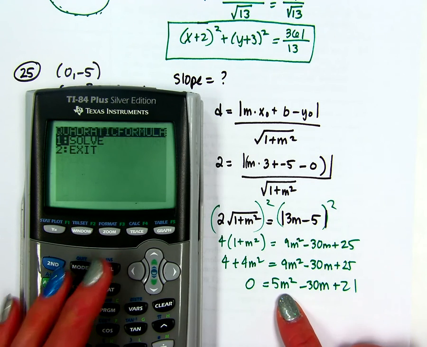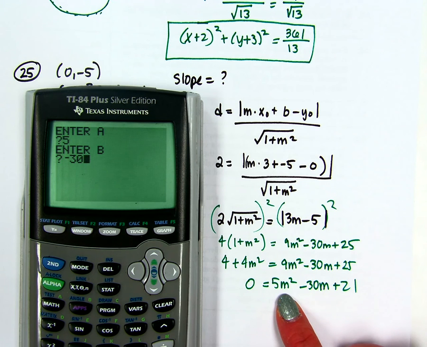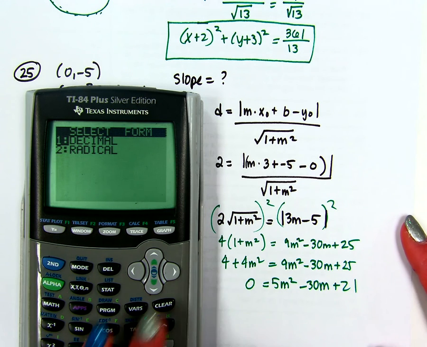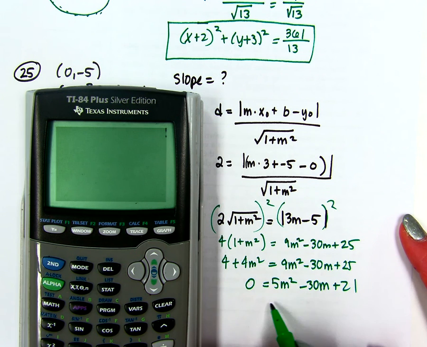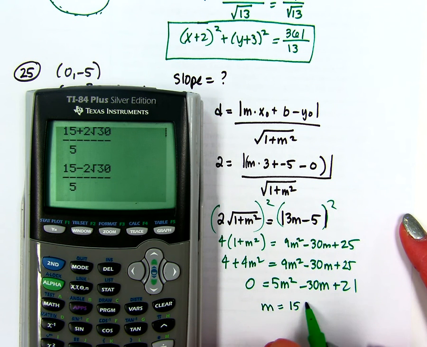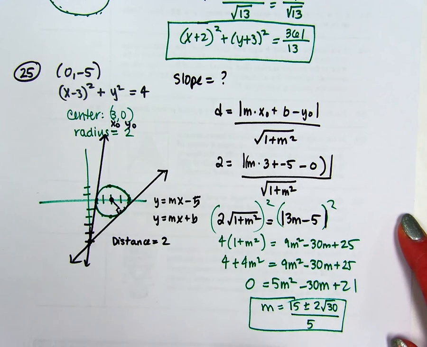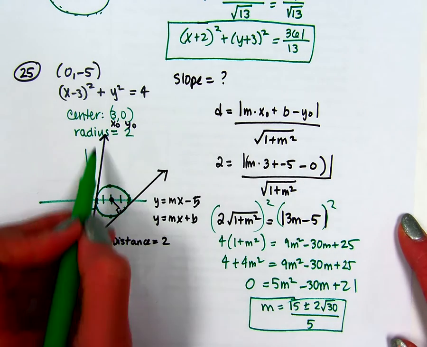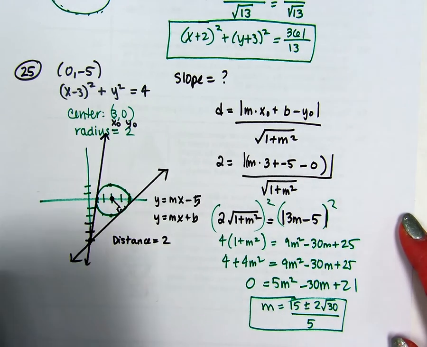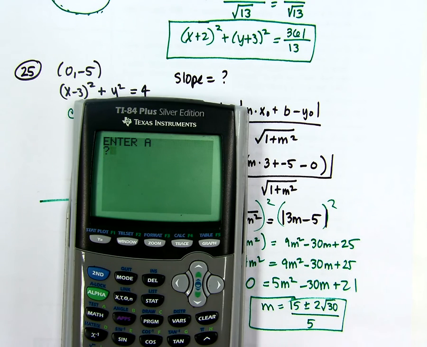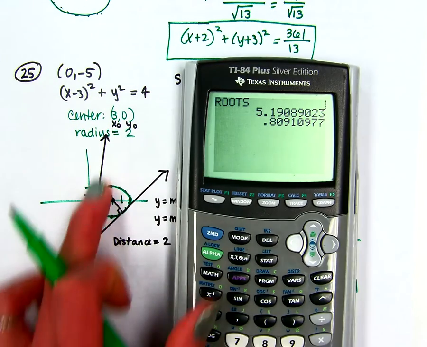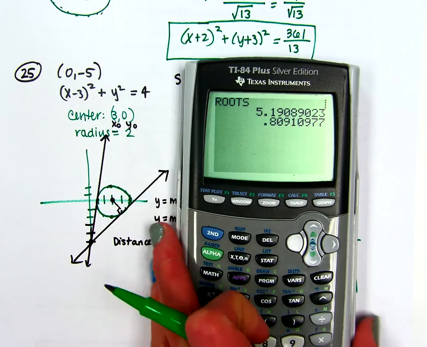All right, so A, B, and C, we've got 5, negative 30, and 21. All right, and I'm going to do a radical. So I have m is equal to 15 plus or minus 2 root 30 over 5. And there are 2 answers, because remember there were 2 tangent lines. Right? This one has the positive slope. This one also is positive. If you needed to see it as a decimal, right, we could do 5, negative 30, and 21, and choose decimal this time. Right? So this one has a slope of 5. That's the steeper line. This one has a slope of 0.8, the less steep line.